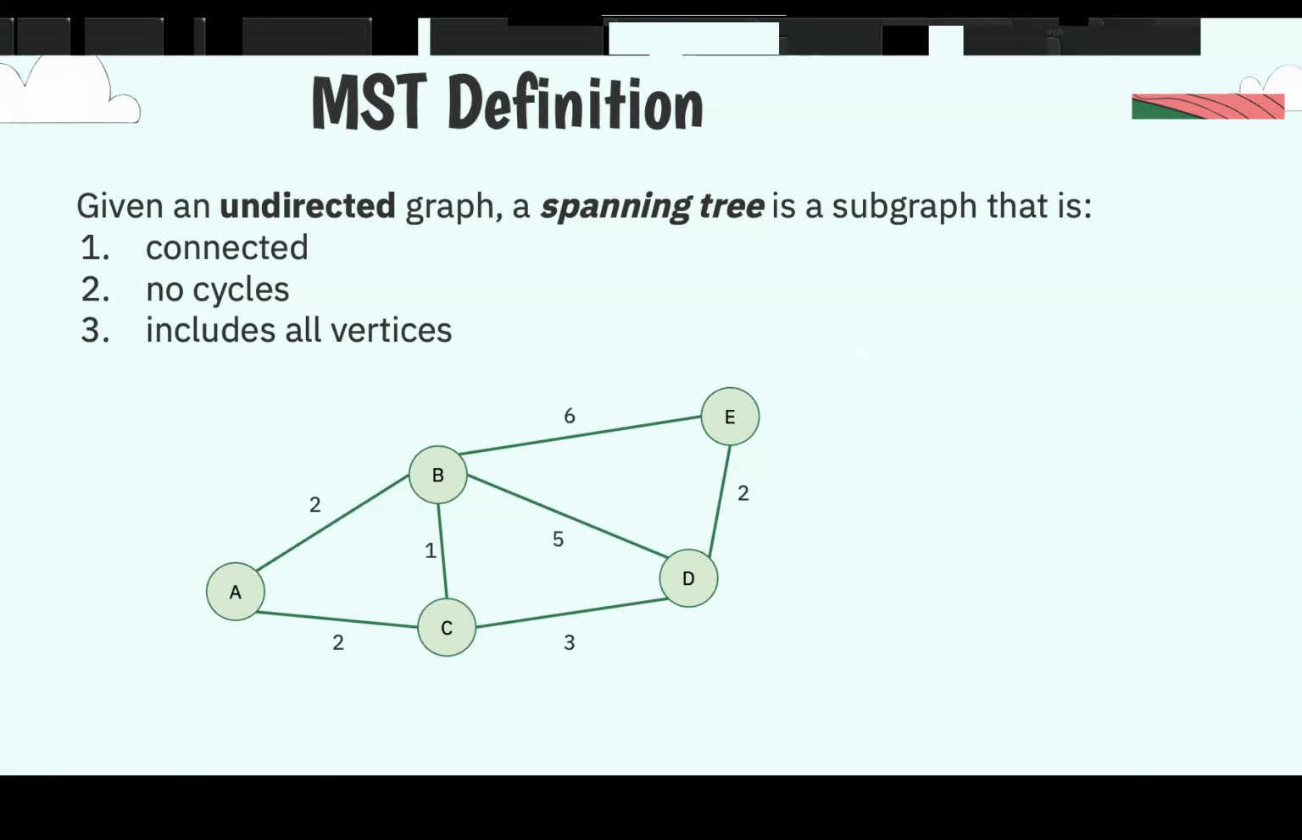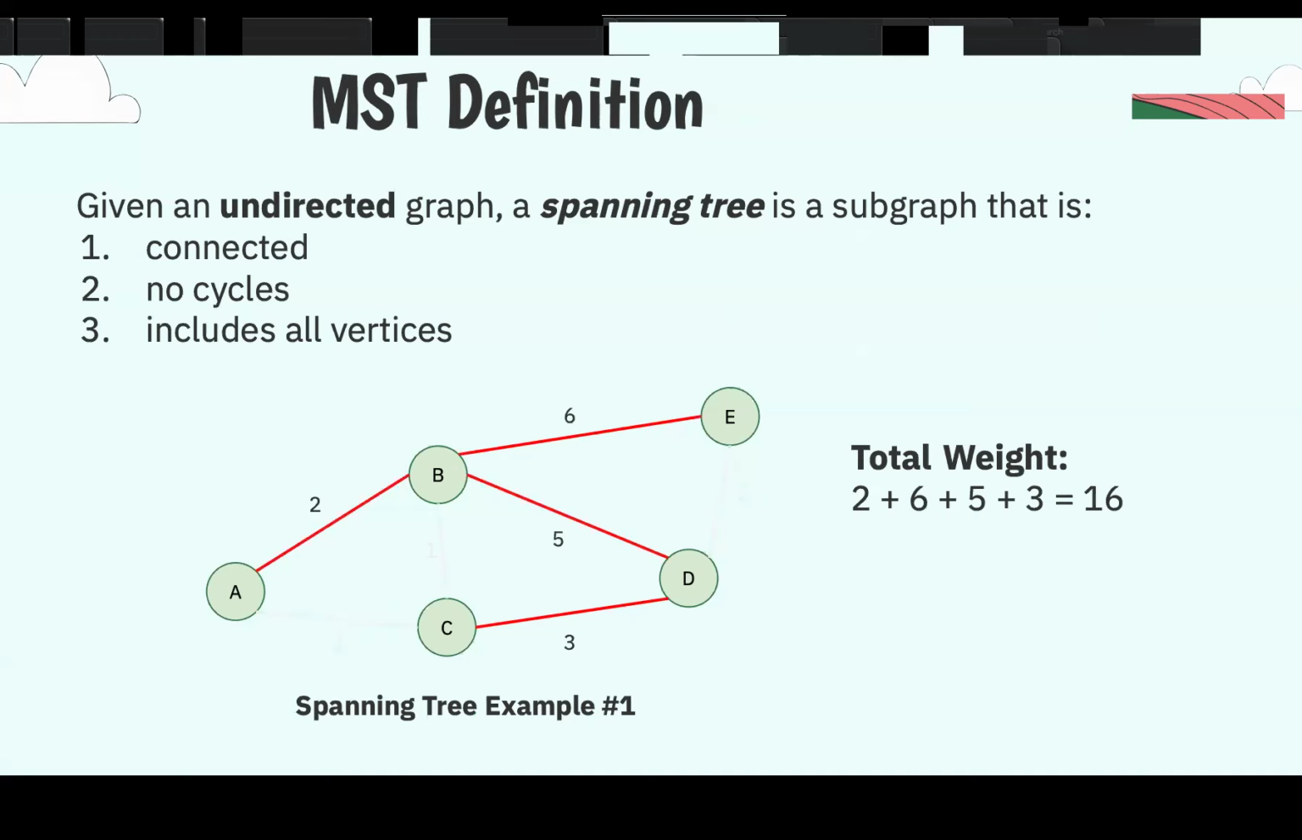What does this actually look like? I'm going to give you a couple examples of spanning trees. Here's the first example where we have all the nodes connected, so there's a path between every pair of vertices. There's no cycle here, and you can see that the tree contains all these vertices. All vertices are included in this tree. And something to note is that the total weight here is we just add up all the edges together and we get 16.